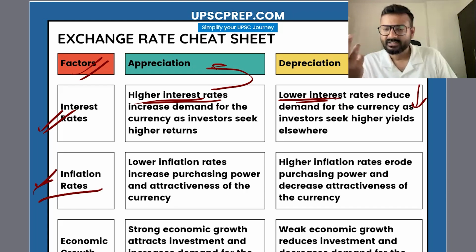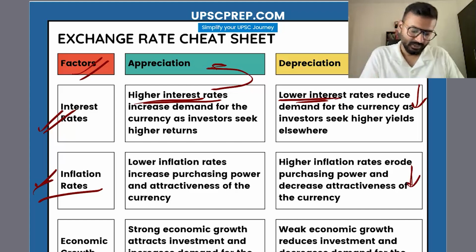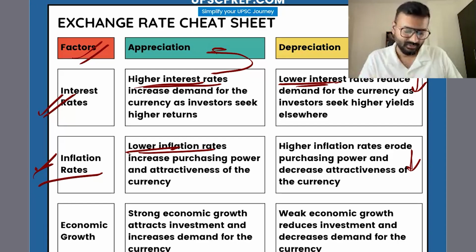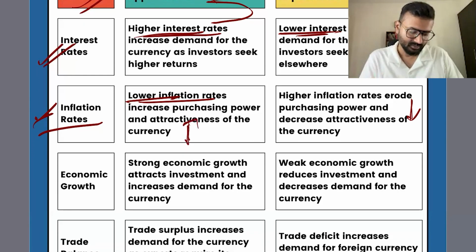Talking about inflation rate, if the inflation rate is high, it will erode the purchasing power of the Indian rupee. Now the Indian rupee is no longer attractive, so there will be depreciation. But if inflation is lower, it will increase the purchasing power of the Indian rupee, so it is more attractive for a foreign investor to invest in India. So it will lead to appreciation, right?